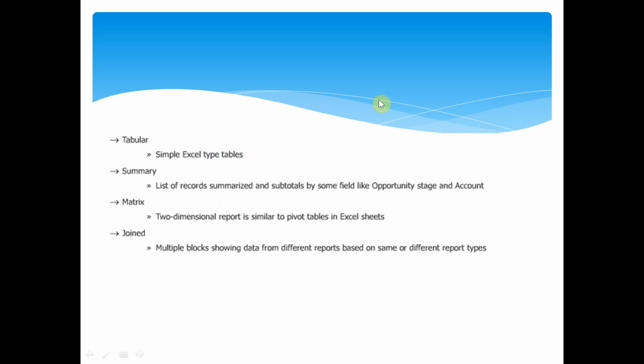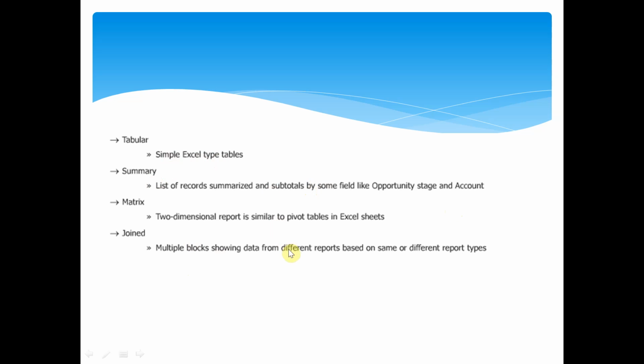So what are the types of reports? We have tabular, which is nothing but a list, correct? Summary is a summary list of records with groupings and subtotals. You'll have a summary like opportunity, stage, account, etc. Matrix is where you have grouping by column as well as by row.